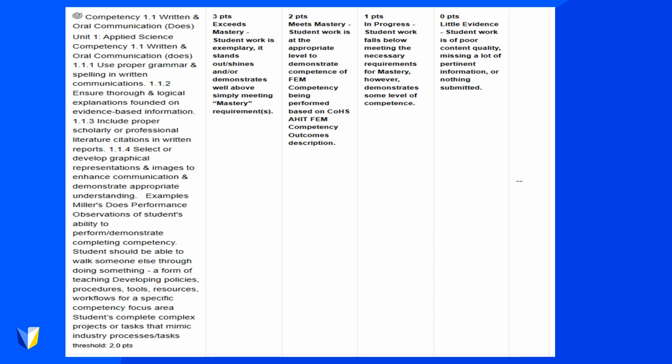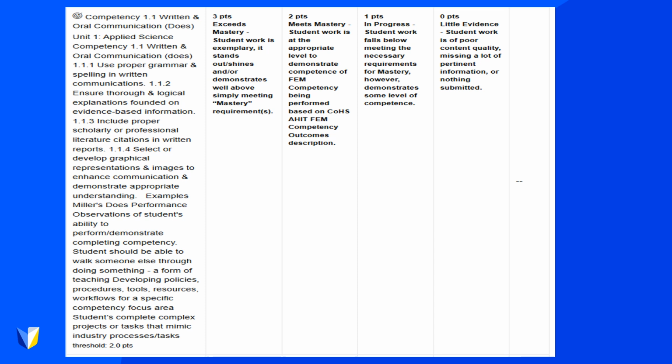So again, looking at the mastery rubrics, we can see it has a bullseye. You can clearly see it tells us competency 1.1, written and oral communication. It does list each of those performance indicators. Remember, our tasks, our processes, that knowledge or skill set we're looking at.